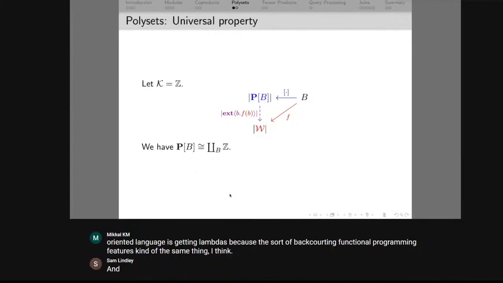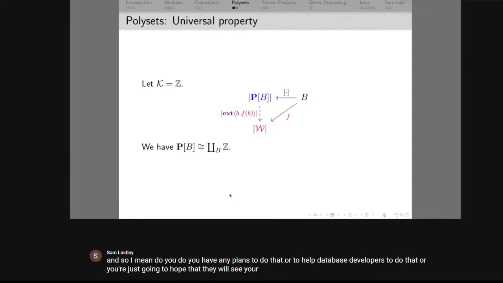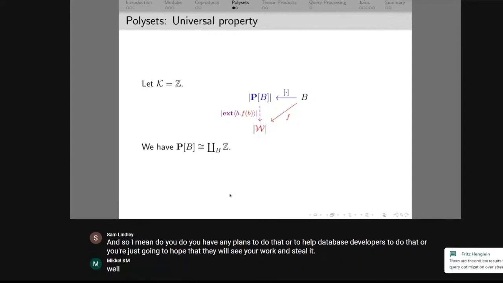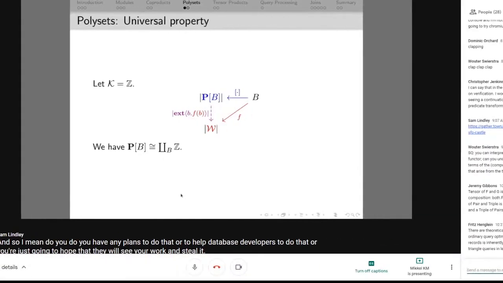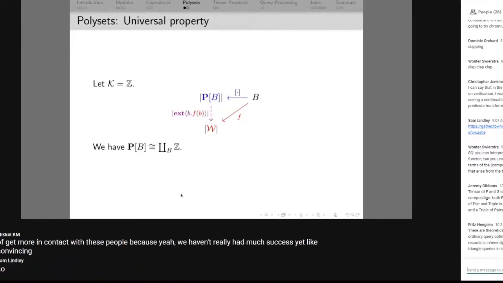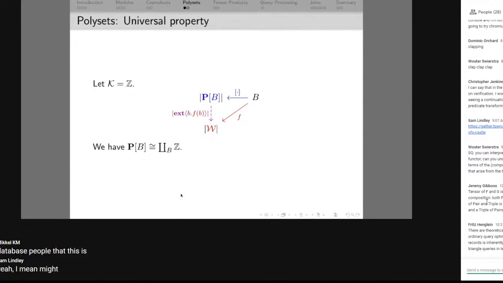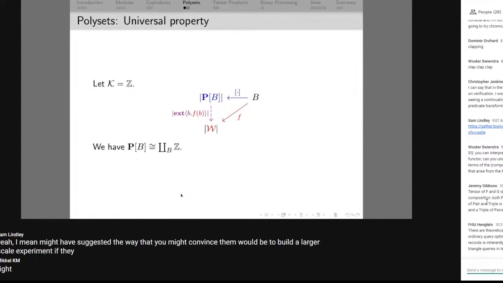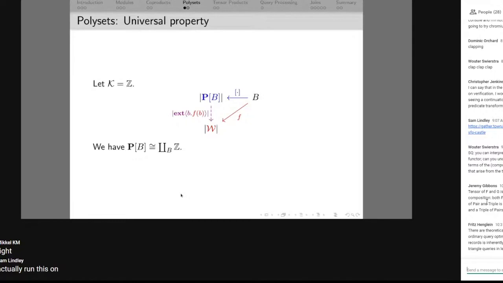So do you have any plans to do that or to help database developers to do that, or are you just going to hope that they will see your work and steal it? So we're trying to get published in a more database-oriented place to get more in contact with these people, because we haven't really had much success yet convincing actual database people. Might I suggest that the way you might convince them would be to build a larger scale experiment? See, look, I can actually run this on my real database I care about, and it makes it go much faster. Then they'll listen.